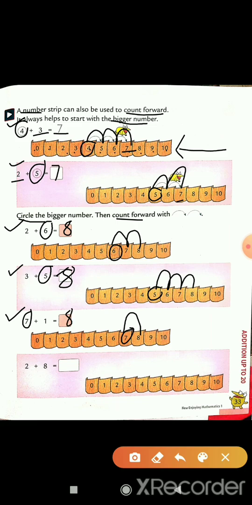Got it, students? Next, 2 plus 8 is equals to dash. Students, this is your homework. You will do this in your textbook only. When our school will reopen, I will check. Got it, students?